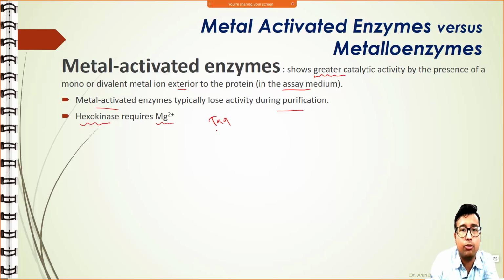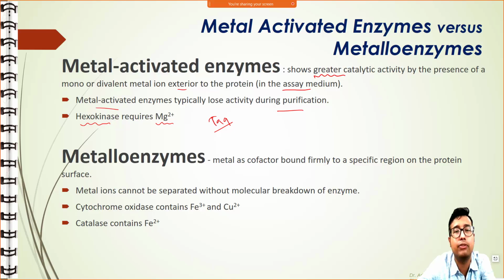Taq polymerase is a normal DNA polymerase that has a very low polymerizing or amplifying activity. But if we add a certain amount of critical magnesium ion solution, its activity increases manifold, and thus it becomes a metal activated enzyme. So how is it different from a metalloenzyme?